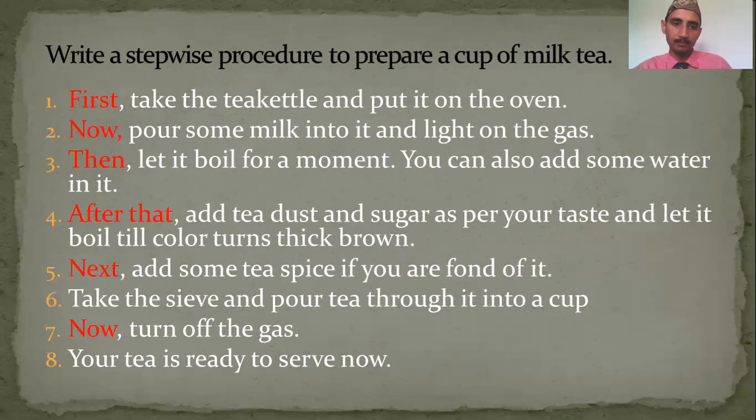So here, sieve means tea strainer. Okay, that means a filter. Now turn off the gas. Your tea is ready to serve now. So the words in red color, you can find here, are the linking words. And number 5, yes, there is the if clause. So you can also use an if clause there.